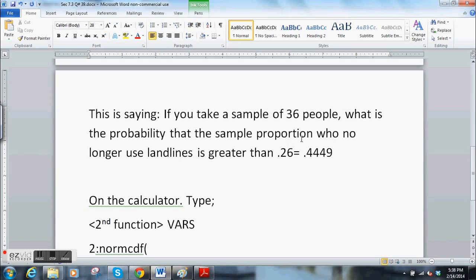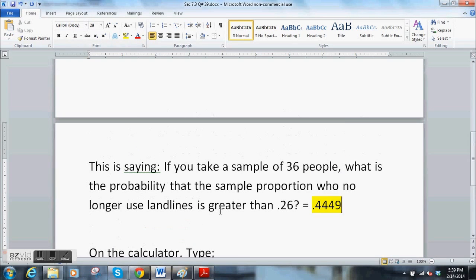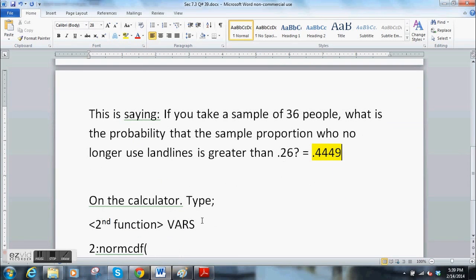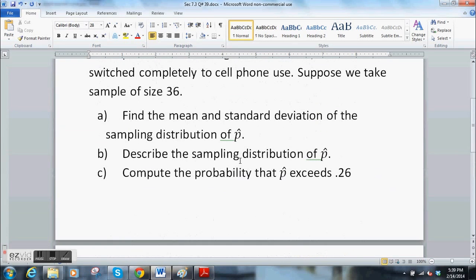So what this is saying is that if you take a sample of 36 people, what is the probability that the sample proportion who no longer use landlines is greater than 0.26? It's 0.4499. So you have essentially a 45% chance that your sample will have greater than 26% of the people who no longer use landlines. I know there are a lot of proportions, and then there's this probability, so it can be confusing. But hopefully, this will help you with the steps that you need to solve this problem.